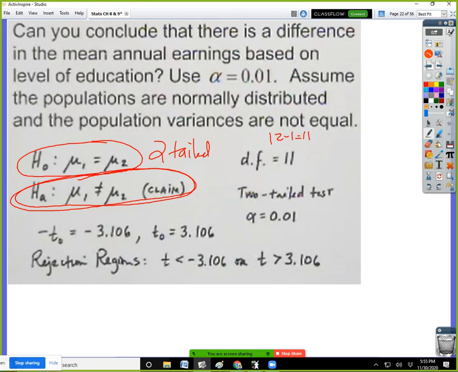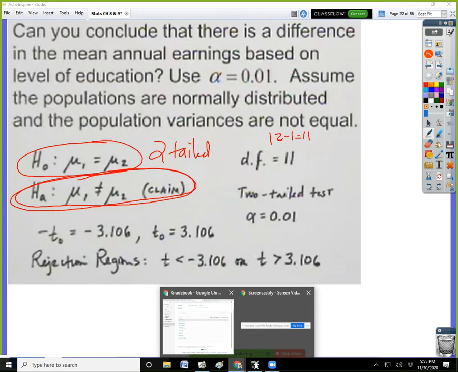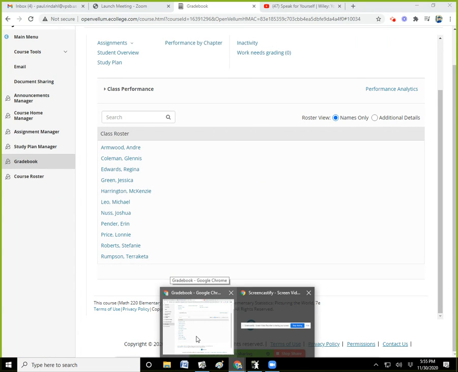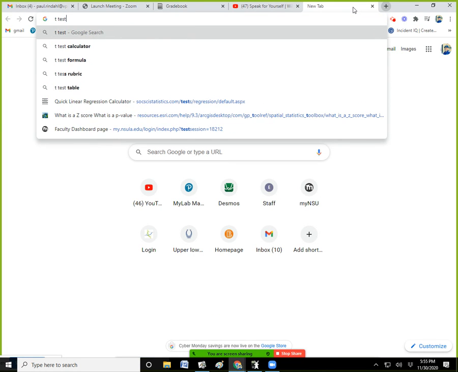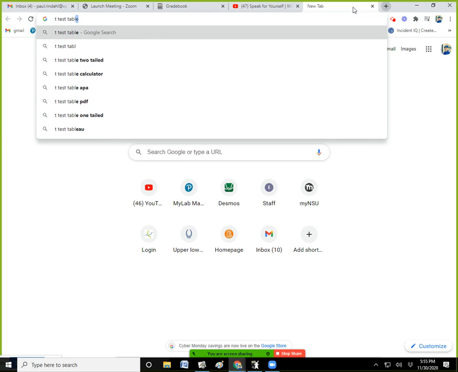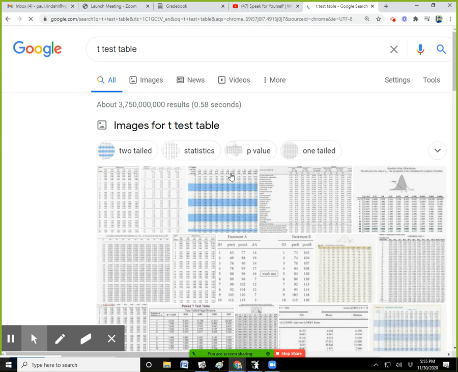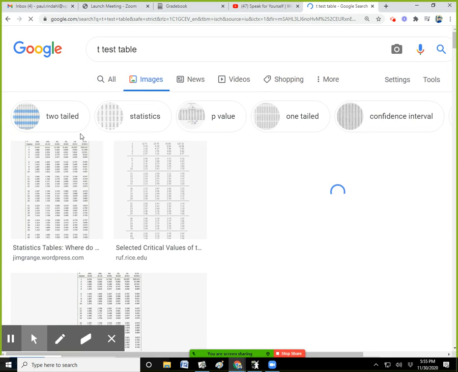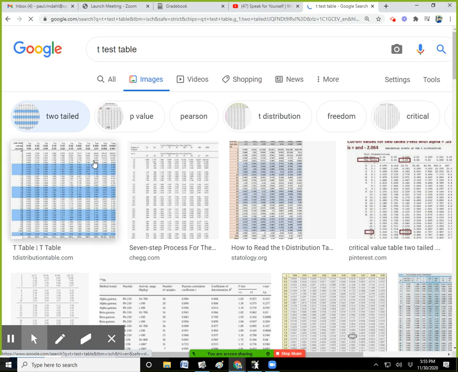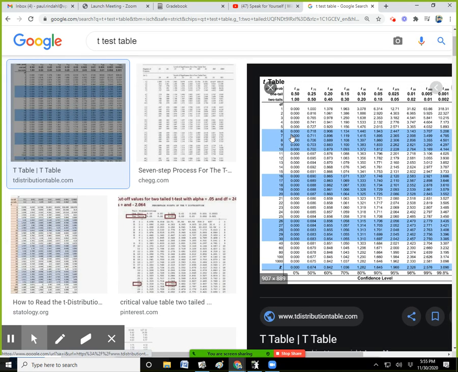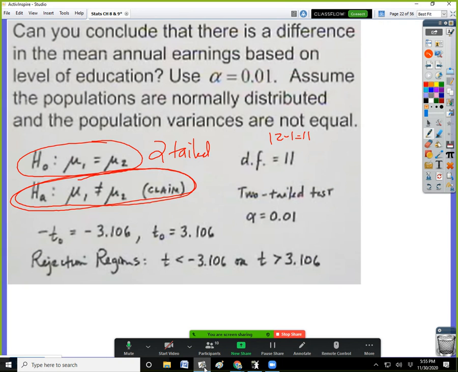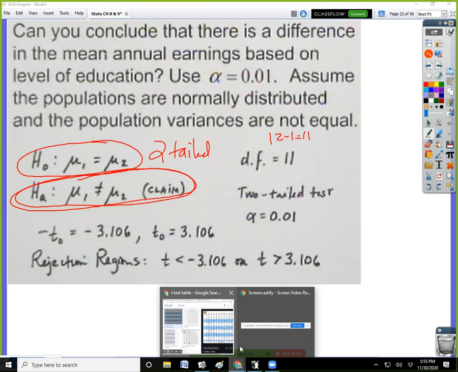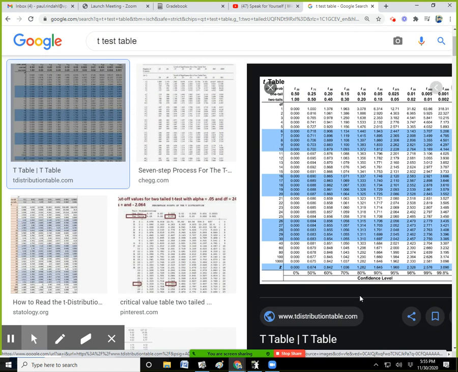Anyway, if we wanted a t-test table, we could Google that, right? You can Google it and find a chart real quick. Let's see. T-test table. That's what I want. Two-tailed. So I definitely want a two-tailed test. I've got 11 degrees of freedom and 0.01.